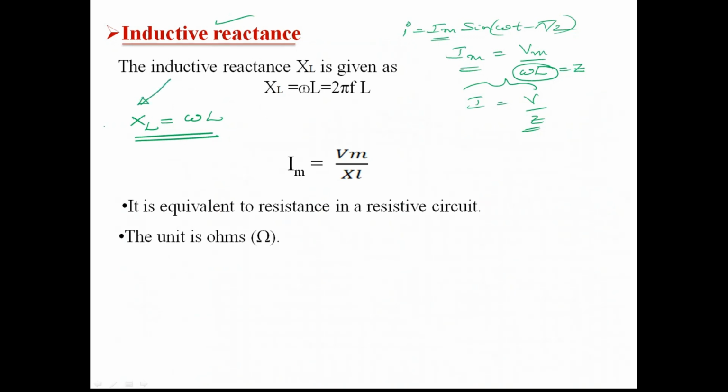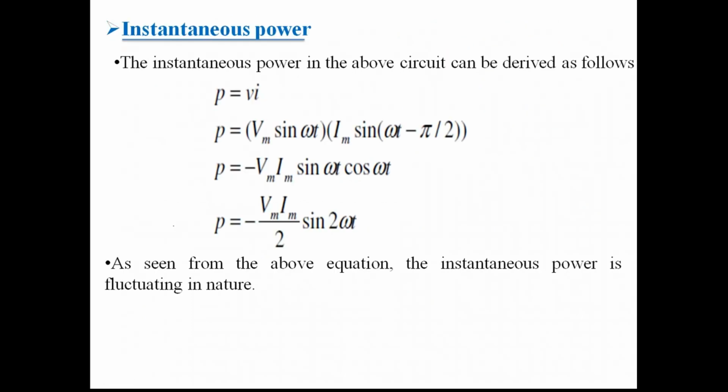It is like a resistance in a pure resistive circuit. Therefore, this is also an opposing force for the current in the case of a pure inductance. And omega, we already know, can be represented as 2 pi f. Therefore, the expression for XL, that is inductive reactance, is given by omega L or 2 pi f L. As I mentioned earlier, it is equivalent to the resistance in a resistive circuit, and the unit for this is ohms.